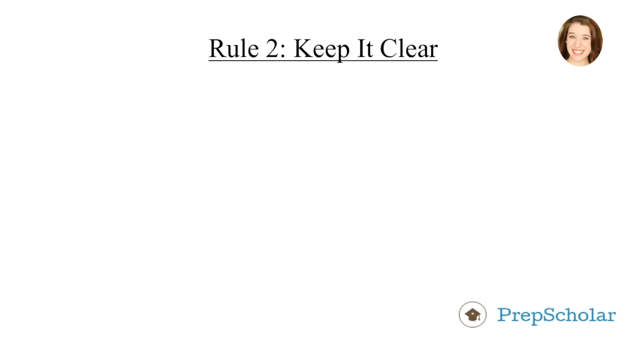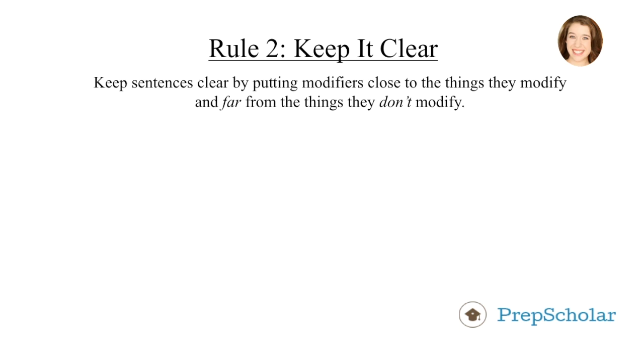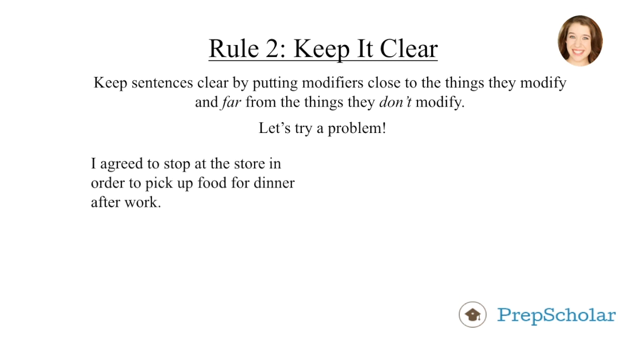Keep it clear. What we want to do with this rule is keep sentences clear by putting modifiers close to the things they modify and far from the things they don't modify. Now, if this seems a little bit confusing, let's make it clear by looking at an example. I agreed to stop at the store in order to pick up food for dinner after work. Okay, so there's kind of a lot going on in this sentence.